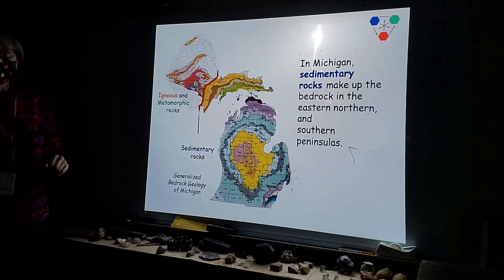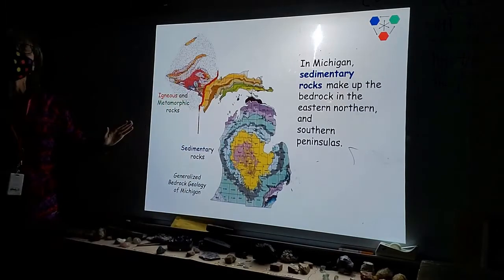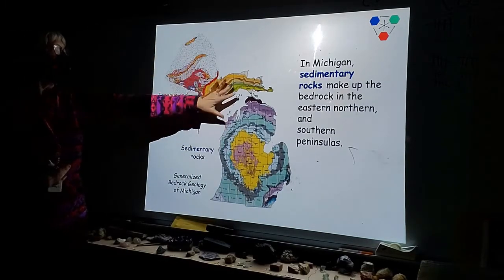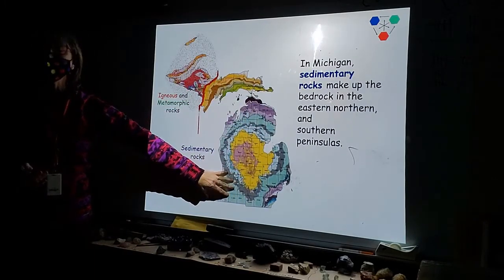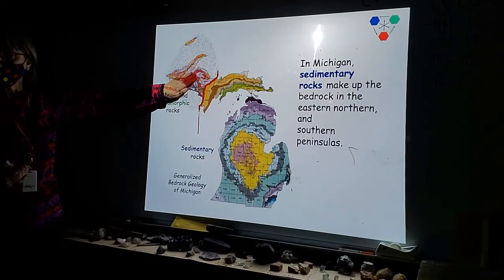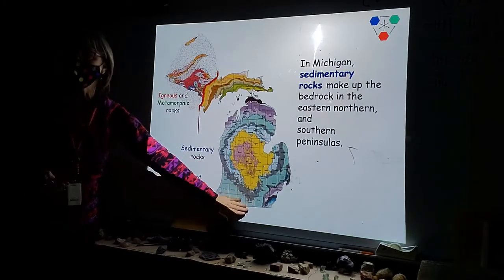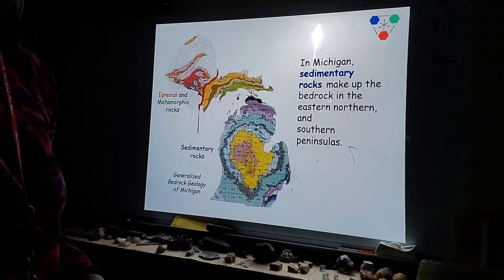We'll find out later that these parts of Michigan were separated and they came together. So this is from a different rock formation than this is. So the sedimentary bedrock, I'd like you to color orange. And the igneous and metamorphic, I'd like you to color blue. Okay? So this part is going to be blue, and all of this is going to be orange right now on your map. So all the rest is sedimentary.